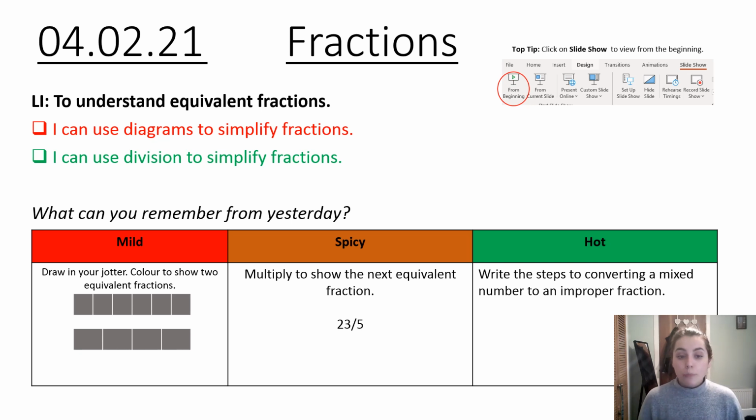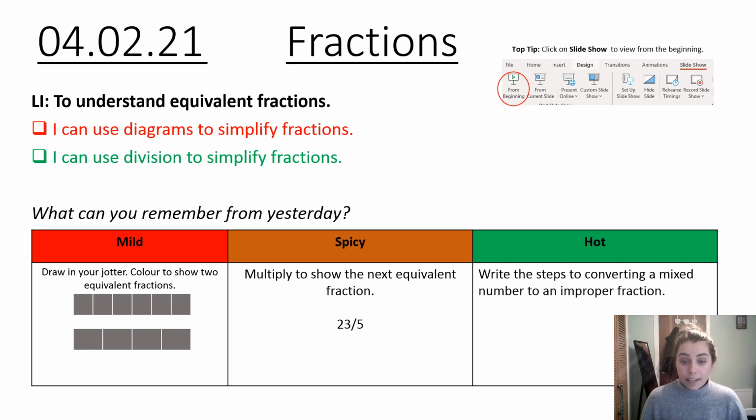So what can you remember from yesterday? So if your success criteria yesterday was to use diagrams to show equivalent fractions, pick the red challenge and draw this in your jotter. I then want you to colour these in to show two equivalent fractions. How could you make these two equivalent fractions?